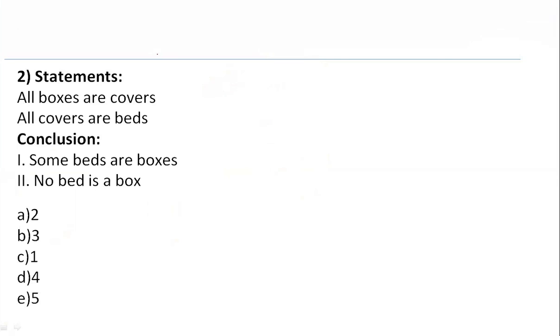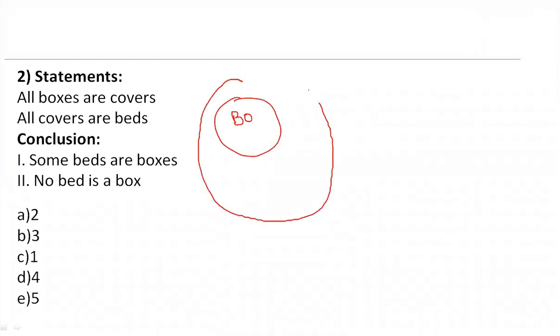This is the second question. I'll draw the diagram. You please draw the diagram and check whether your thought process of solving is the same or not. All the boxes are covers. So the boxes circle should lie completely inside the covers circle. Done.